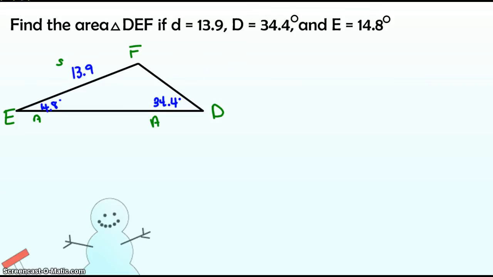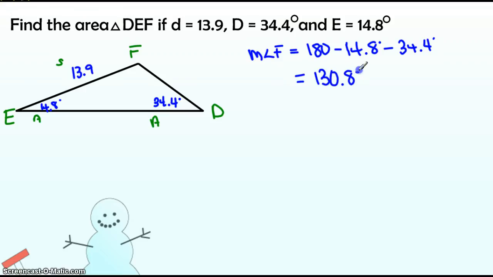All right, so the first thing that we have to do is we need to figure out what that angle F is. So we're going to find the measure of angle F by using the triangle sum theorem. 180 degrees is the sum of all three angles of a triangle. So I'm going to subtract 14.8 degrees and 34.4 degrees from 180, and we get 130.8 degrees. So that's angle F.